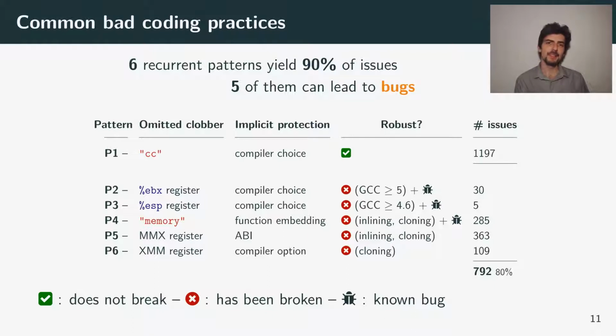Now, about their severity. In addition to the already known bugs, we have also been able to break experimentally 5 of the 6 patterns by playing with compiler options and settings. So, the compliance issues are not future proof. They can break, and when they do, they are very hard to identify.